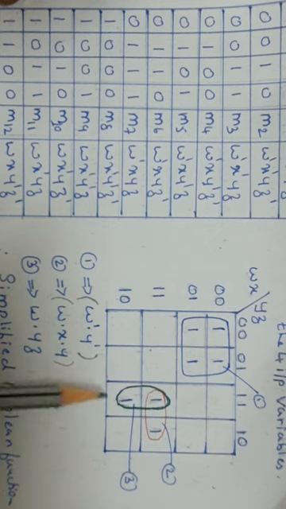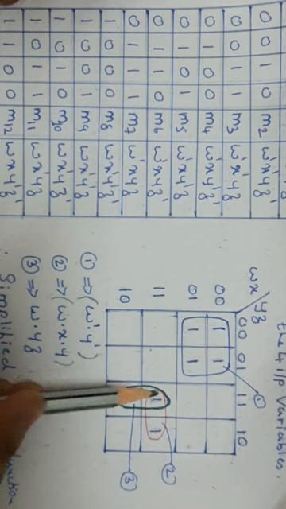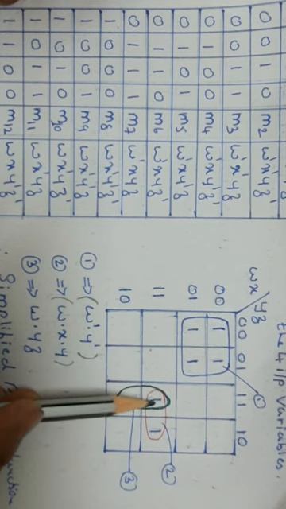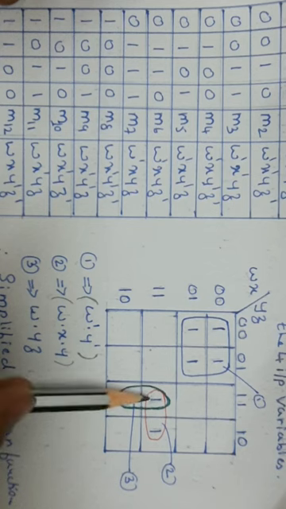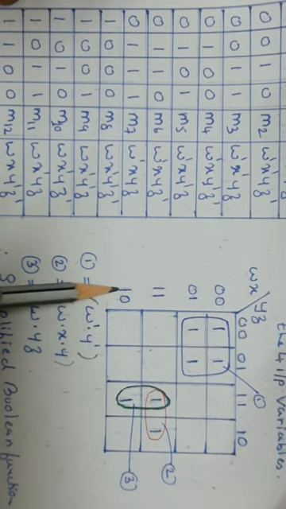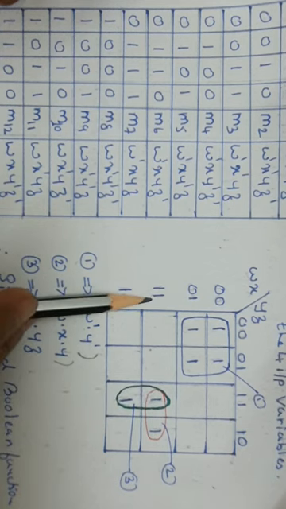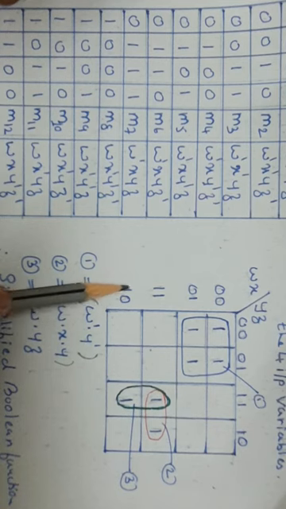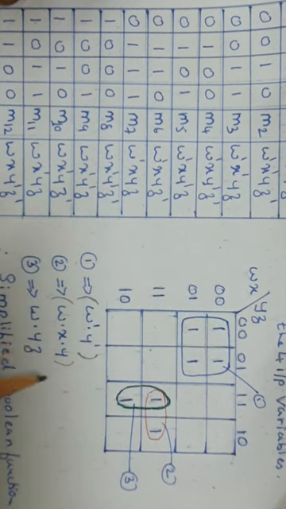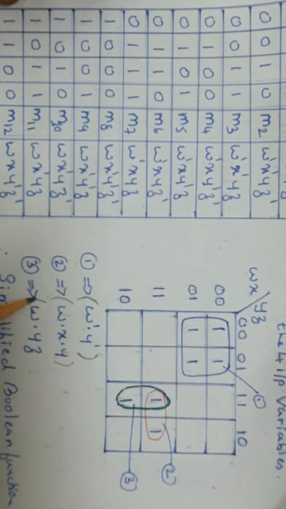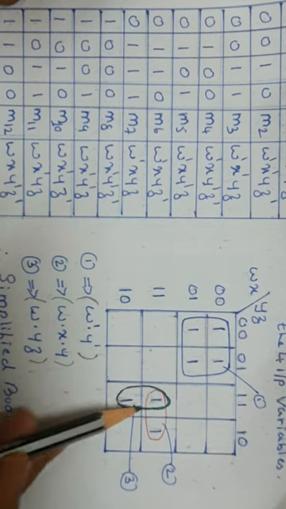Similarly for the third group, the members are these two ones. This comes in this row, this comes in this row. So these two ones need these two rows. In these two rows they are covered. So 1, 1, 1, 0. Here this one is common, that is with respect to W. So we write W is common row wise for the third group. So this is the third group.